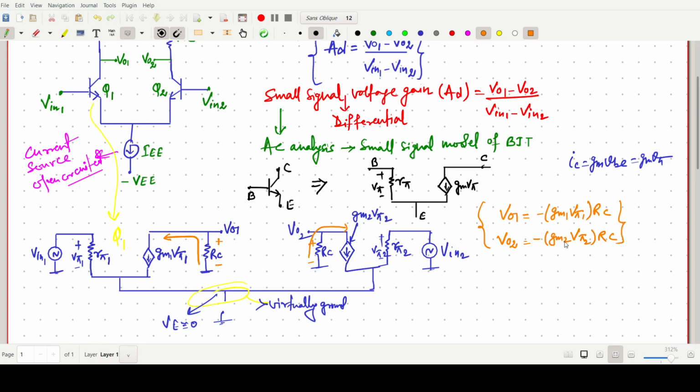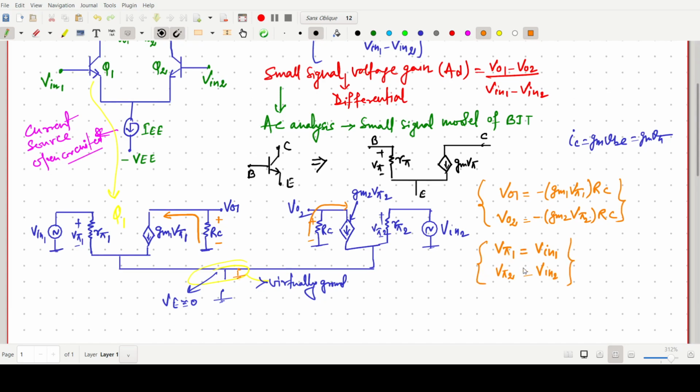Clear up to this one? Now this V pi 1 is nothing but simply V in 1. We are saying that this one is virtually grounded, so it is not just a wire, just this potential will be virtually grounded. We can prove this one, it is very simple. So V pi 1 is nothing but simply V in 1, and V pi 2 is nothing but simply V in 2.